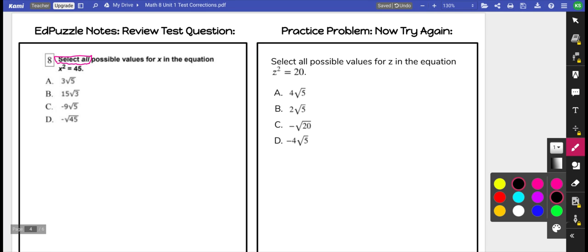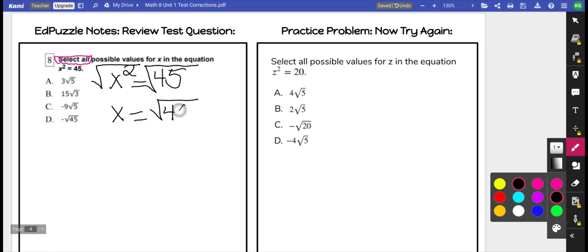So when we deal with x squared equals 45, to undo squaring a number or a variable is to take the square root. So if I take the square root of both sides, x squared, or 2 x's multiplied together, I'm going to get the square root of x squared is x, and I can leave it as the square root of 45. Okay, that is not one of my possible answers. So I need to look at another thing.